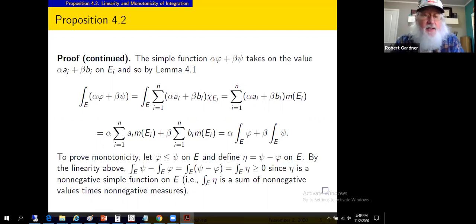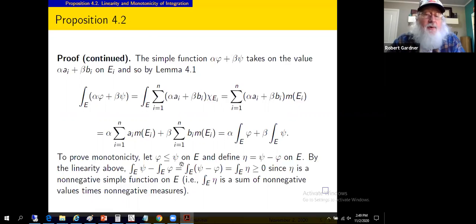For monotonicity, suppose monotonicity of the integral. I know we had monotonicity of measures in the past, and it's a similar idea, but the names are almost identical. I'll maybe try to be a little clear. We're talking monotonicity of the integral in this linearity and monotonicity result.